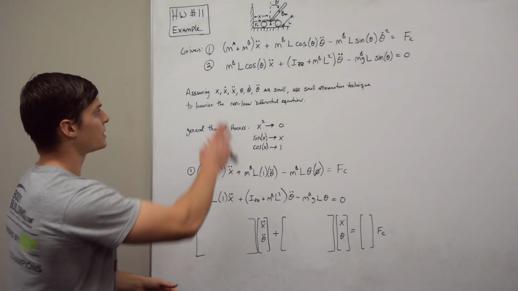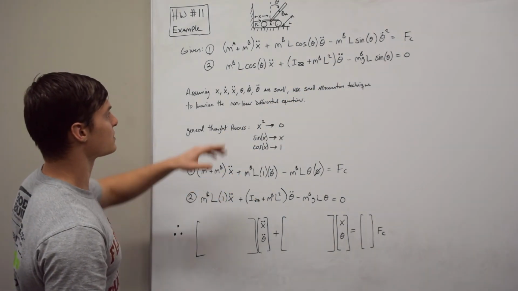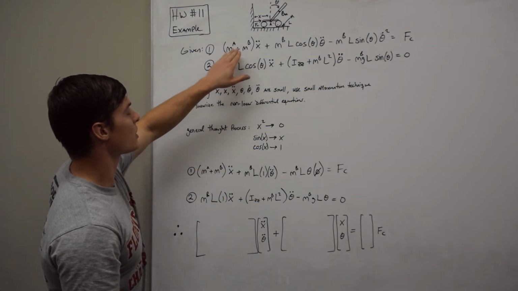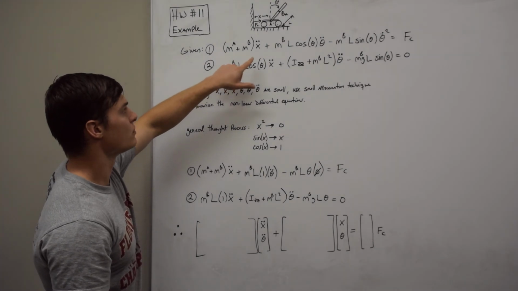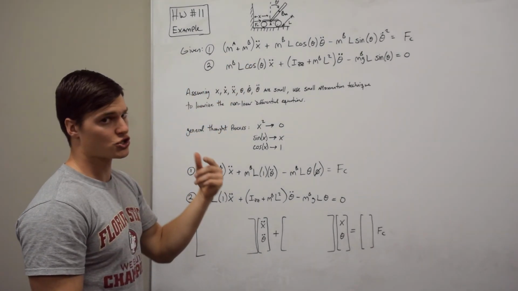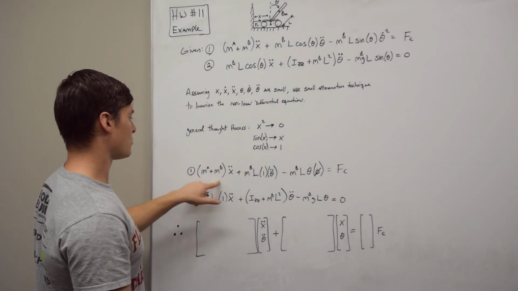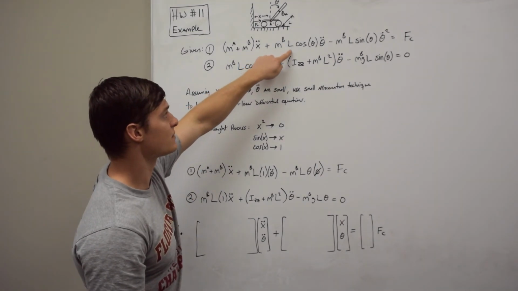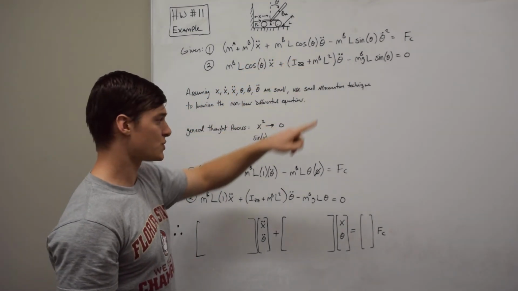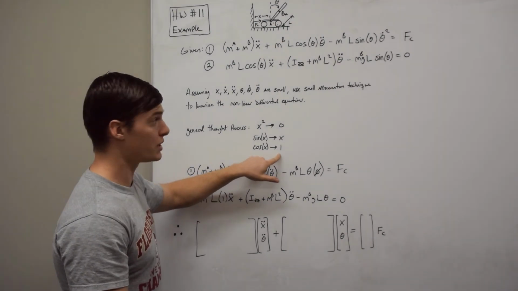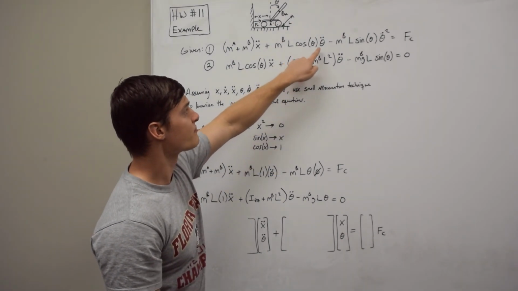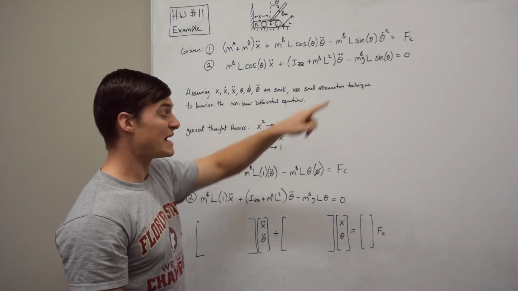So using that and looking at the first equation, how can we rewrite this? We see the mass of A plus the mass of B multiplied by x double dot. So x double dot is just going to remain as x double dot. Then we write mass of B times L times cosine of theta. As we said before, cosine of something is just 1, so this is going to go to 1, and then this theta double dot is going to remain.